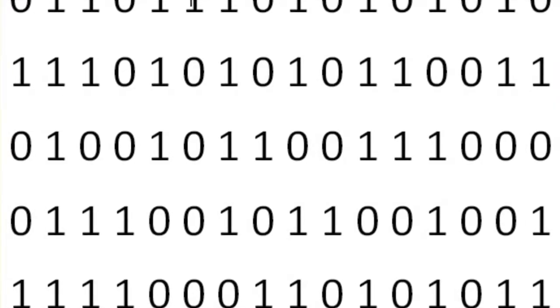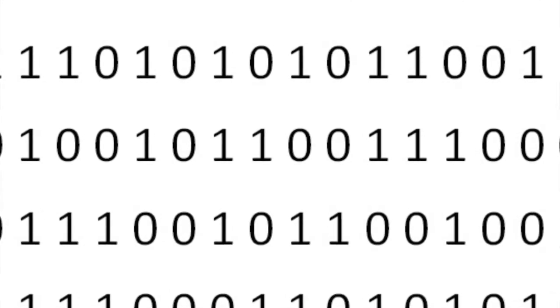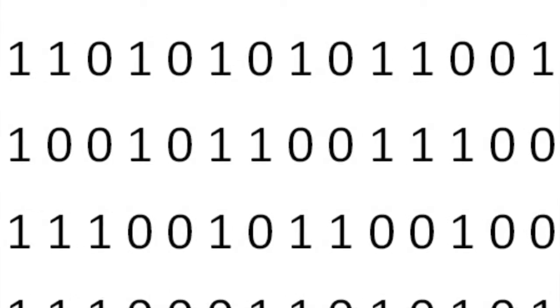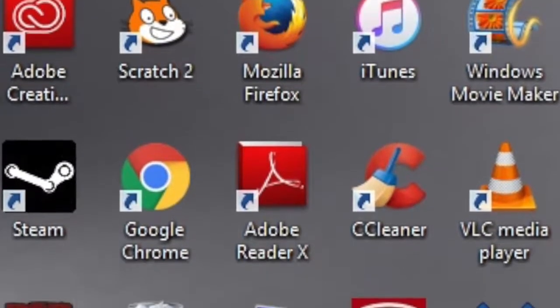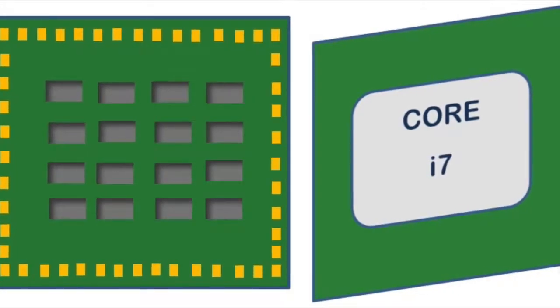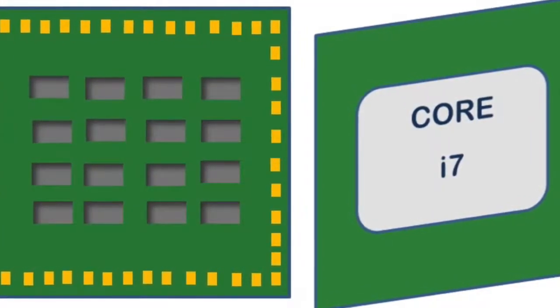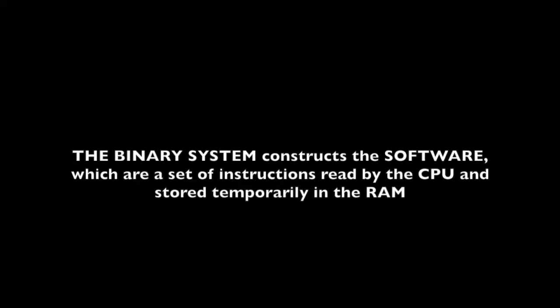The binary system is understood by all digital systems. When compiled, it can create a file or even a software. The complex binary sequences form a software, a set of instructions followed by the system unit components. The CPU receives instructions from the software, manipulates data input according to the requirements and sends it out as an output. The instructions and data are held temporarily by the RAM. In short, the binary system constructs the software, which is a set of instructions read by the CPU and stored temporarily in the RAM.